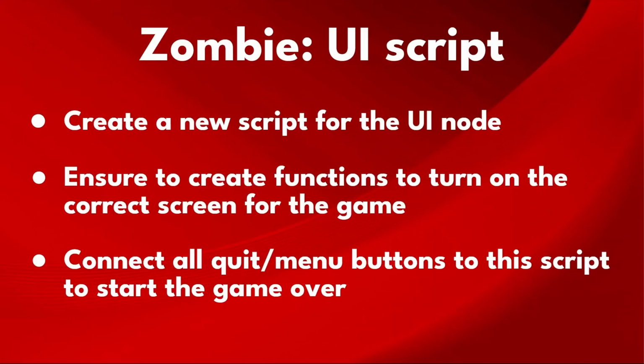All right, in this section, we're going to create the UI script. We're going to start off and create a new script for the UI node. From there, we're going to create functions to turn on the correct screen depending on where we are in the game. After that, we're going to connect all the quit/menu buttons to this script to restart the game. Now let's go ahead and jump right in.